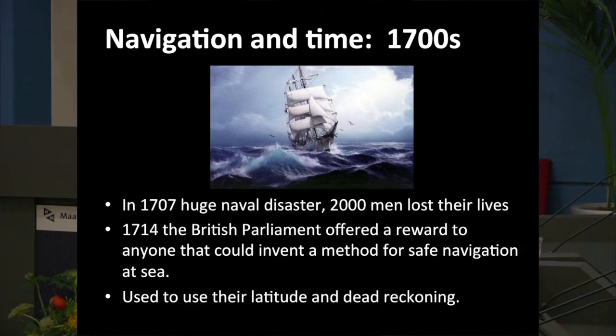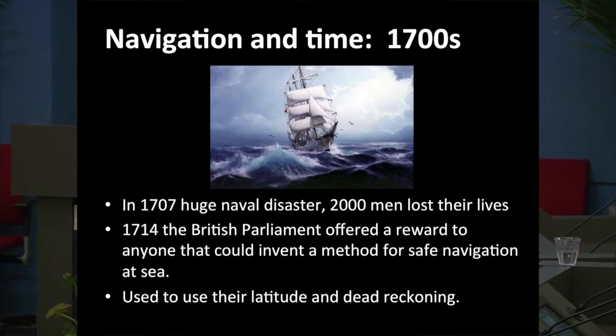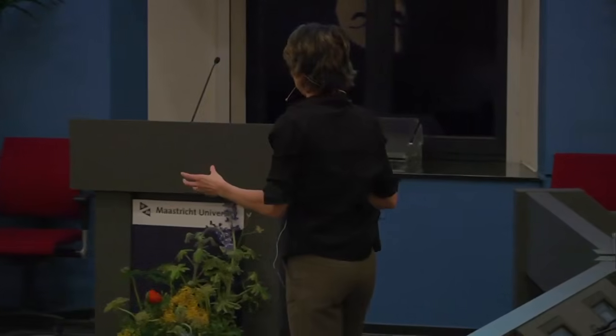So in the 1700s, this was a period where you were getting a lot more trade, a lot more transport across the globe, and a lot of shipping disasters during this time. There were huge disasters, and in Britain, as well as in many other countries, a reward was offered for somebody who could invent a safe method for navigation. And this really promoted the development of clocks and watches and timekeepers in general.